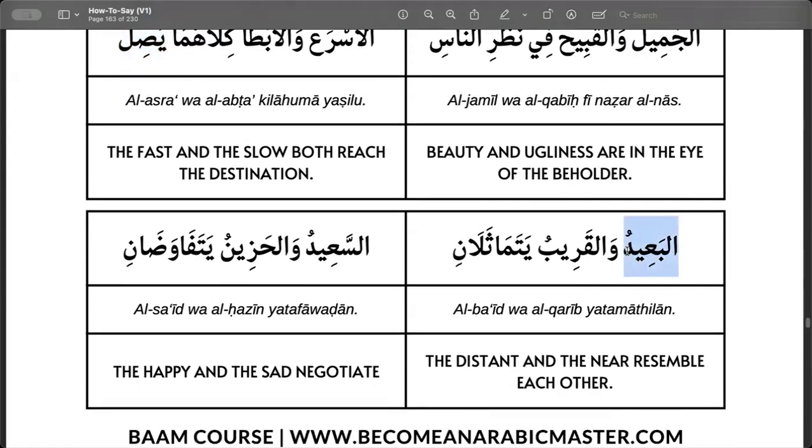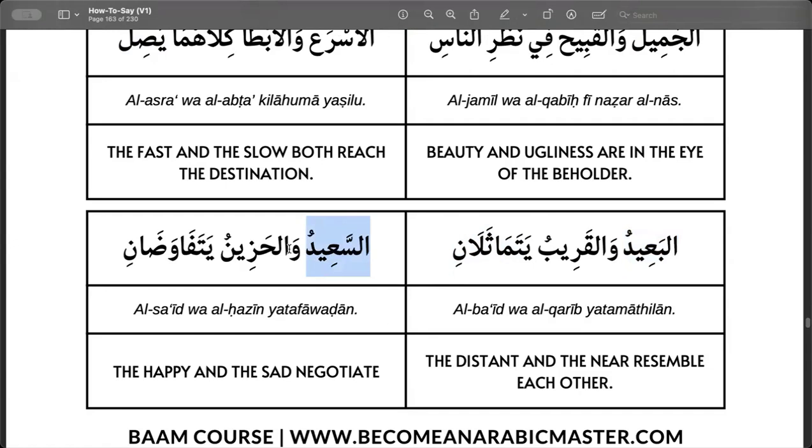البعيد, بعيد, we've already seen this word multiple times. The far, the distant. والقريب, and the near. يتماثلان, the distant and the near resemble each other. This refers to cousins, distant cousins or distant family, and so on. تمام. يتماثلان, they resemble each other. They are family.